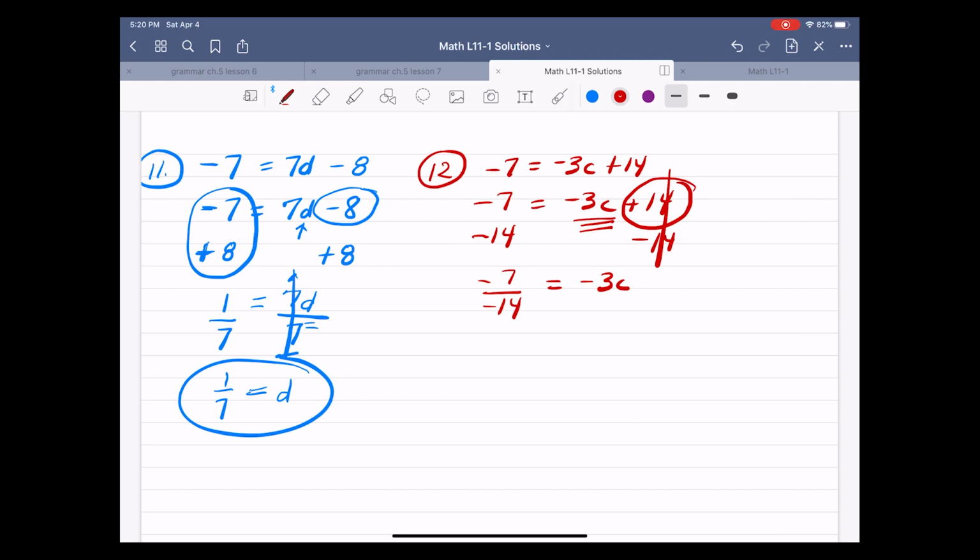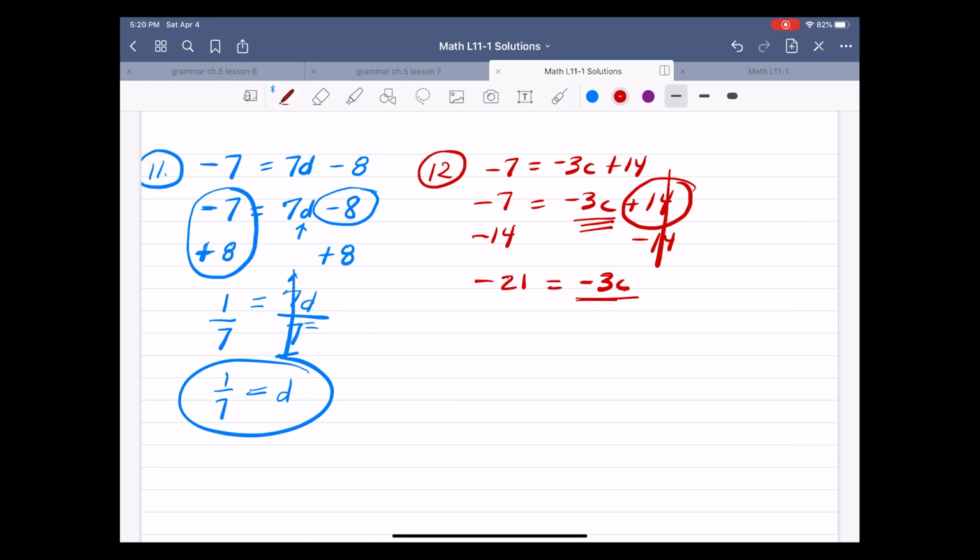Excuse me, not divided by. I messed that up. Sorry, guys. Ignore that for a second. Let's go back. So we have -3c. Let's go back to here. -3c equals -7 minus 14. So we're going to add those. We've got a -7 and a -14. We're adding those together. And our answer is -21. That makes a lot more sense.